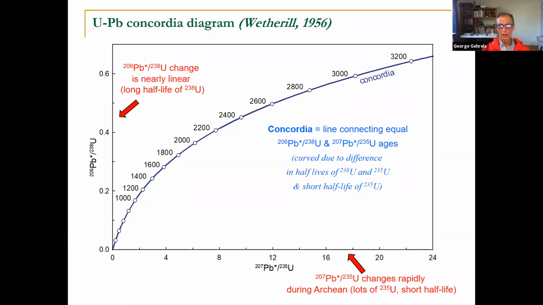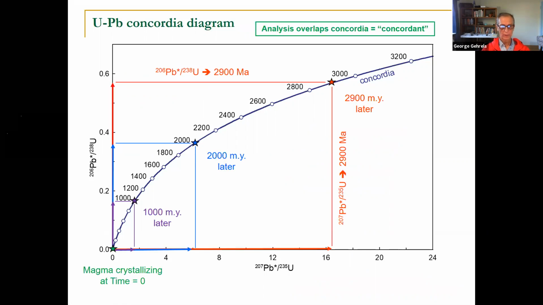So that's 2 of the ages, but wait a minute, where's the third? The third one we're looking for is 206, 207. We'll get to that in just a second. So here's how this works. We're going to start off with a magma crystallizing here at time 0. If we sit around and watch this for 1 billion years, 206, 238 is going to increase.